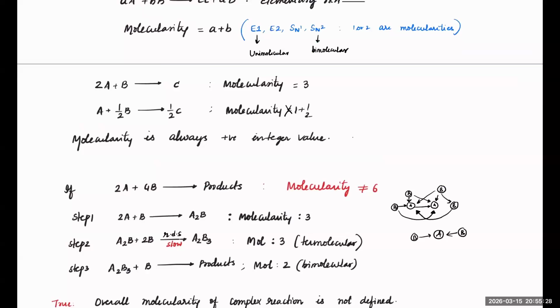So by theoretical definition, as a statement, I can say molecularity is defined only for an elementary reaction. True. Overall molecularity of a complex reaction is not defined. True. Okay. Molecularity of a complex reaction is 3. Is it correct? Or is it observed between 1 to 3? Answer is yes. Because we are not talking about overall molecularity. We are talking about molecularity in the slowest step. Okay.